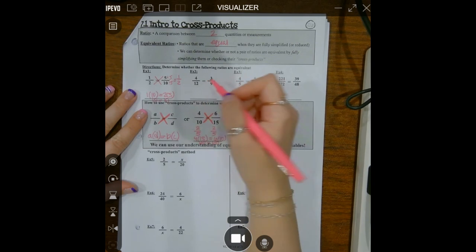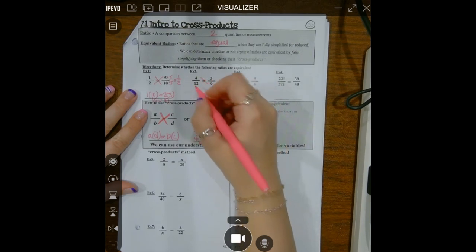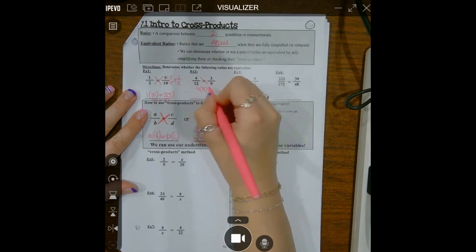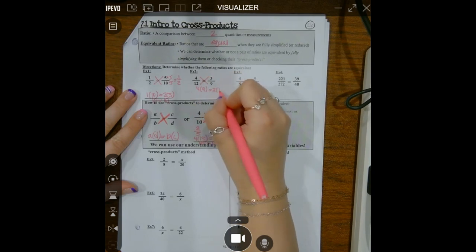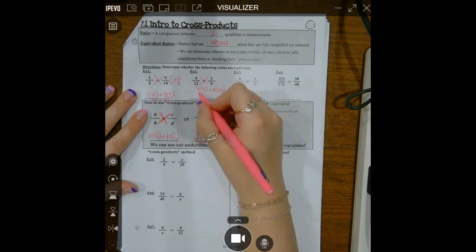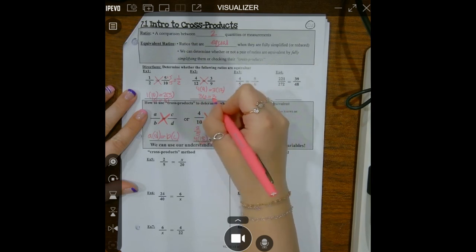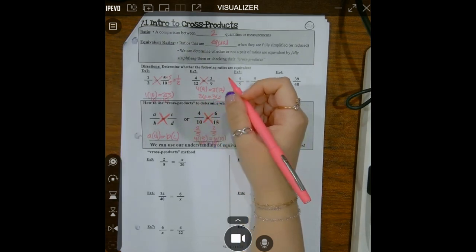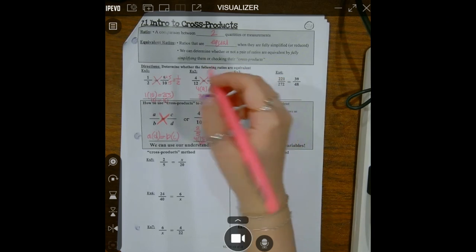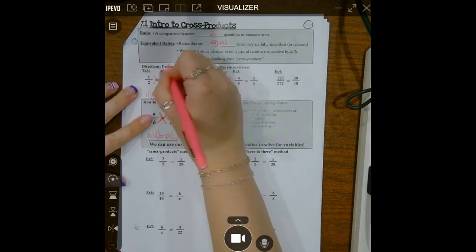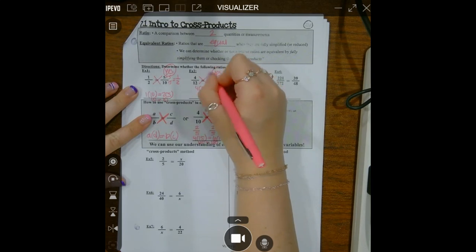Okay, so then let's try the cross products again. Okay, 4 times 9 is equal to 3 times 12. And what does this one equal on the left? 36. And what does the right side equal? Also 36. So then you can say, yes, these are equivalent to each other. So you would put yes for this one, yes for this one.